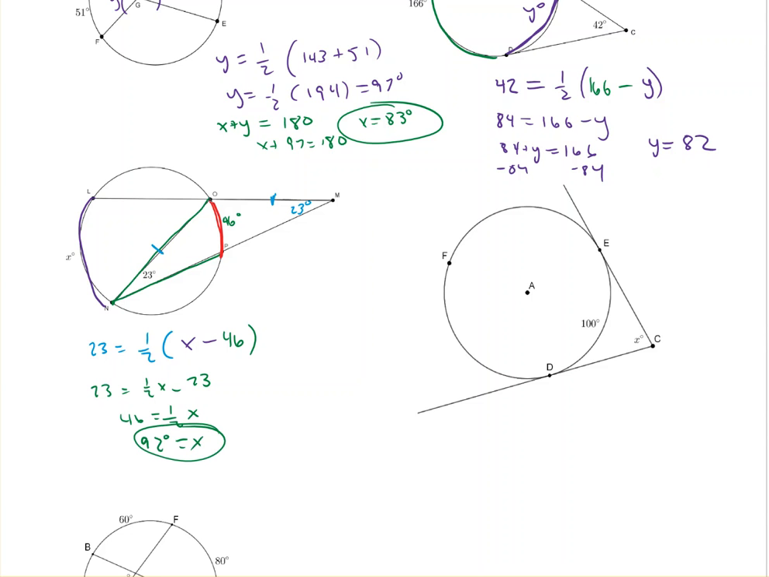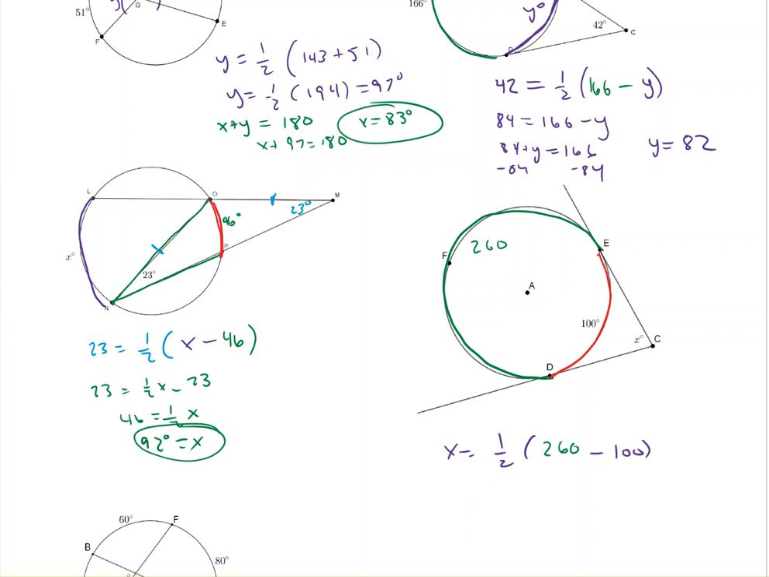Now we come over here, we have another x. This x is going to be on the outside, so we're going to have x equals 1/2 the big arc minus the small arc, right, the larger arc, which in this case is a major arc. And we have to think about, well, we don't know this major arc. We know the minor arc's 100. But how are we going to find the major arc? Well, if this whole thing is 360 and this is 100, this must be 260.